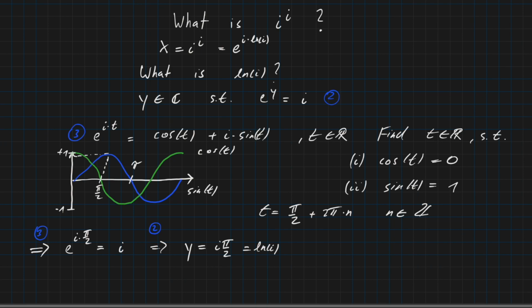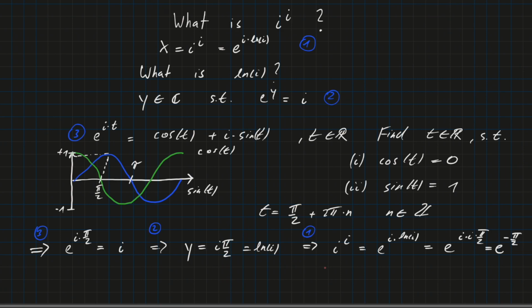And now we can plug this into our first equation and get i to the power of i equals e to the power of i times ln i. And as you have just seen, ln i is i times pi over 2. So we have e to the power of i times i times pi over 2, which is e to the power of minus pi over 2. And this is very interesting.